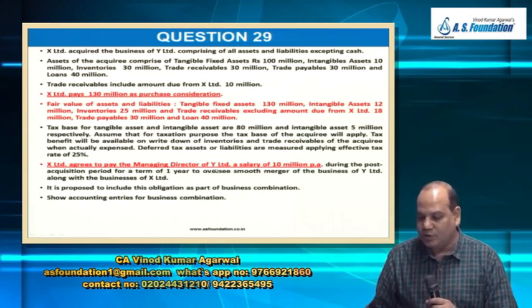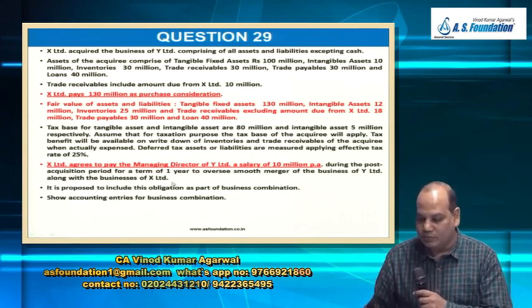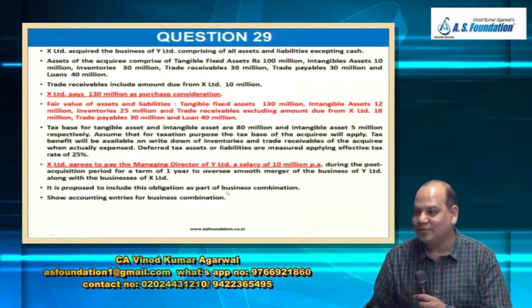Agrees to pay MD of Y a salary of 10 million during the post-acquisition period for a term of 1 year to oversee smooth merger of business of Y Limited along with business of X Limited. So this is a compensation for future service provided. It is proposed to include this obligation as part of business combination. It is wrong. You can't do it. So you should write a comment that this 10 million will not form part of business combination. This is what they are proposing. We will not agree to this. We will treat it as a separate transaction.